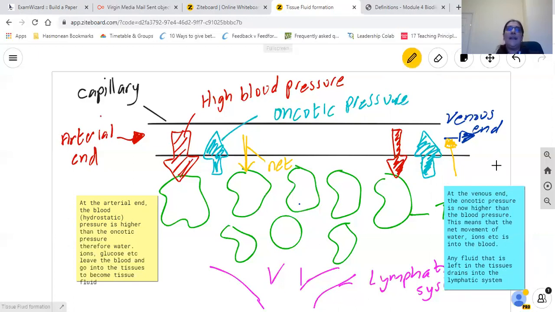Okay, so that is how tissue fluid is formed. It's all to do with the differences in pressure between the blood pressure and the oncotic pressure.